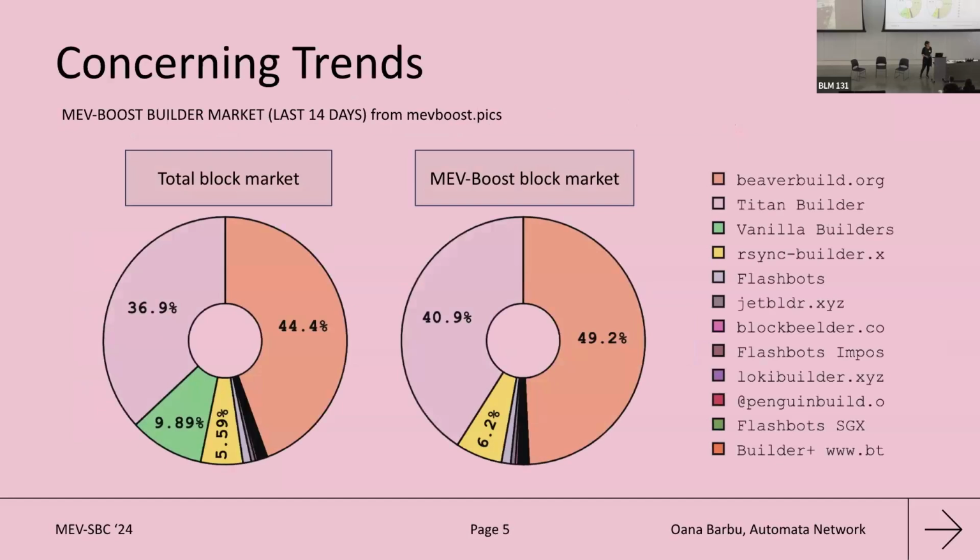And one goal of PBS was to decentralize the block building, but the reality is slightly different because proposers have the incentive to pick the most profitable blocks, and as you've seen previously as well, it's not that easy to build a profitable block, and mostly 90% of the blocks on the MEV Boost market are built by two builders. This means that more than 80% of the entire Ethereum blocks are built by these two builders, which is not good for decentralization and censorship resistance.